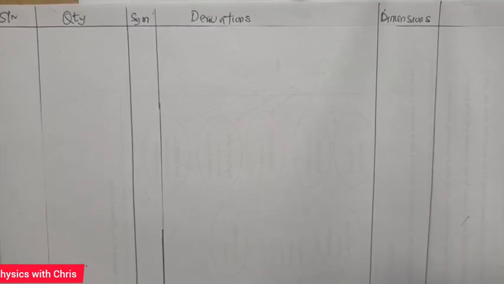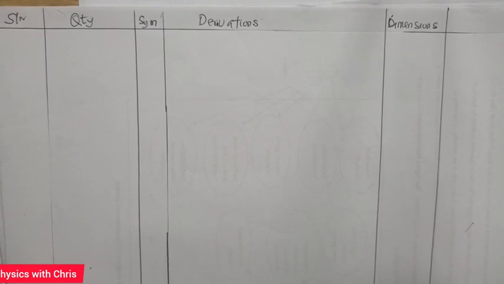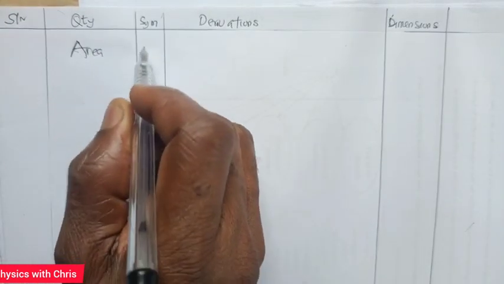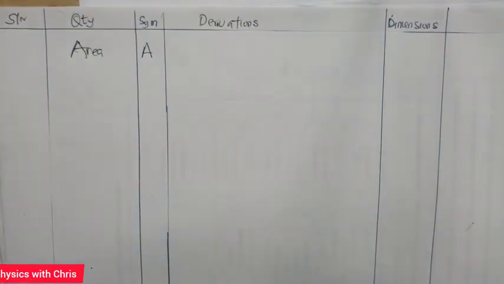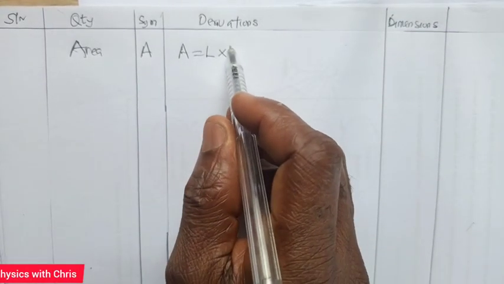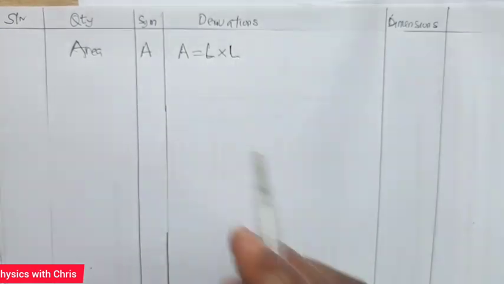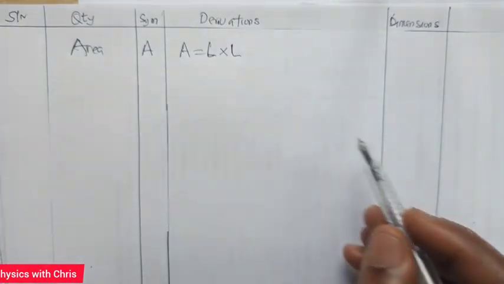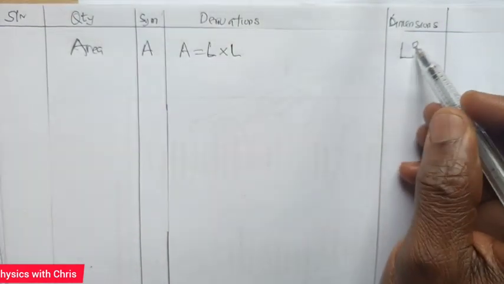Now let's take some quantities and try to derive or write down expressions for their dimension. For example, if I have area, the symbol of area is A. What's the dimension? Area is the product of two lengths. You want to derive the dimensions of area. The product of two lengths gives you L squared. So the dimension of area is L squared.